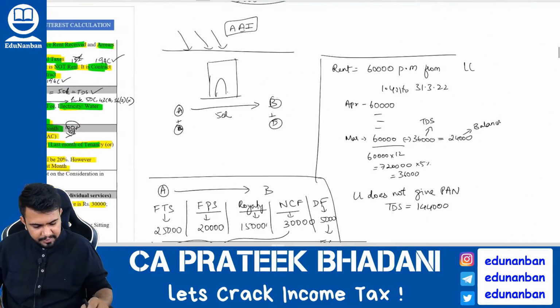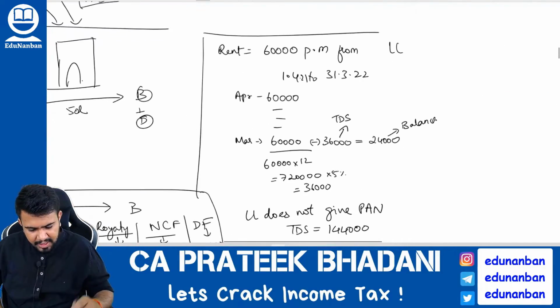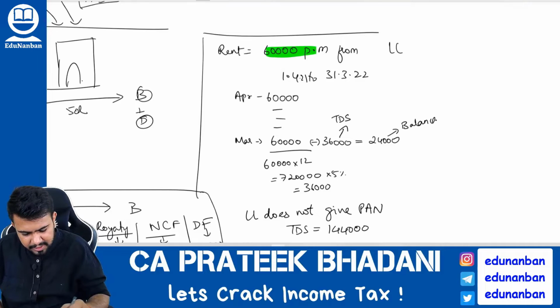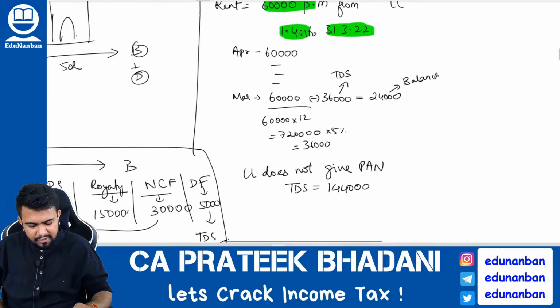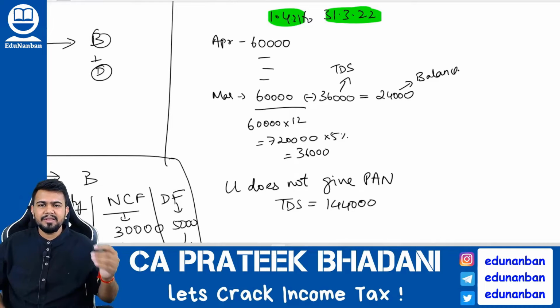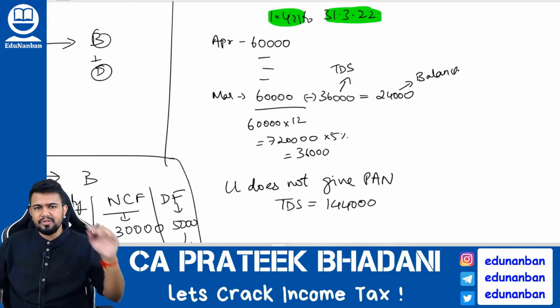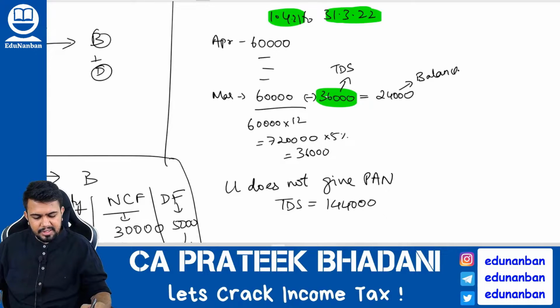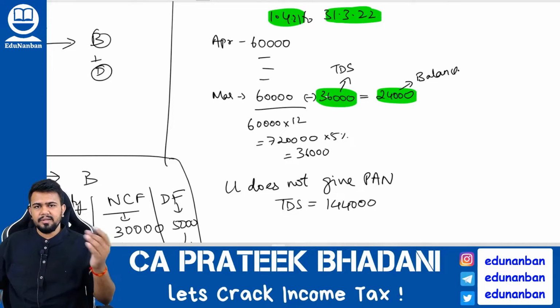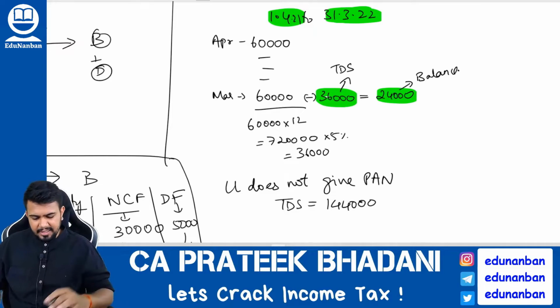So for example, listen here. If rent is 60,000 per month from 1/4/2021 to 31st of March 2022, then what will happen? In every month, no need to deduct the TDS. Just come to the last month and consider 5% for all the 12 months together, which is 36,000, and deduct the TDS and pay the balance amount only to the person who is receiving the rent.